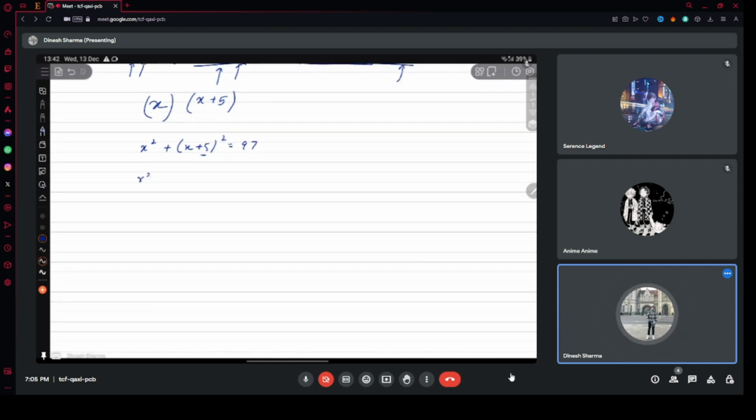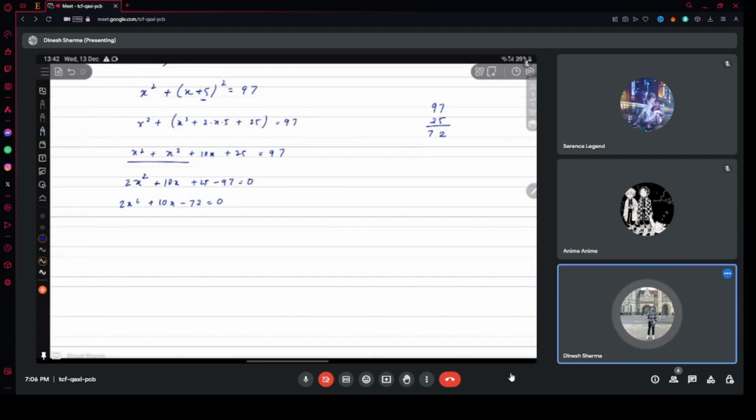So this becomes x square plus, you again expand this, a square plus 2 into x into 5 plus 25 equal to 97. X square plus 10x plus 25 equal to 97. X square plus x square is 2x square plus 10x plus 25 minus 97 equal to 0. 2x square plus 10x. So 97 minus 25 is 72. It will be minus 72 equal to 0.